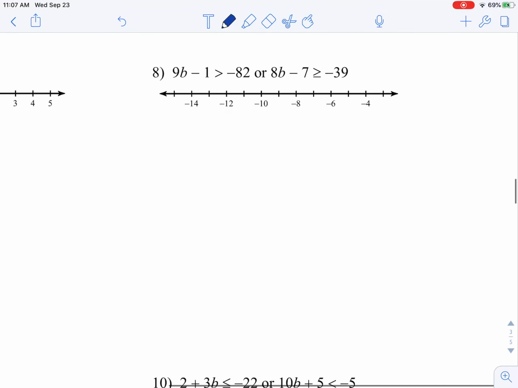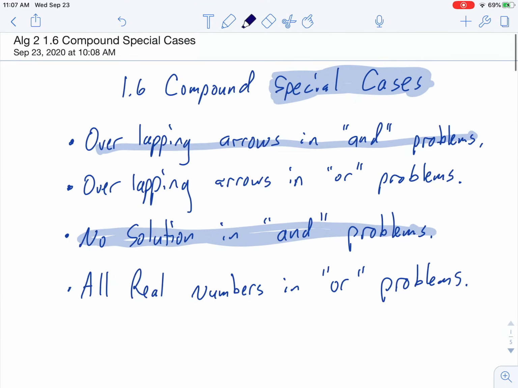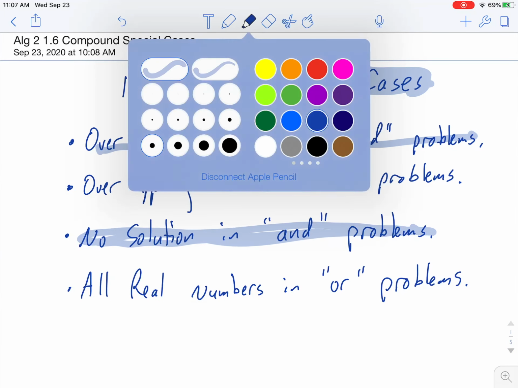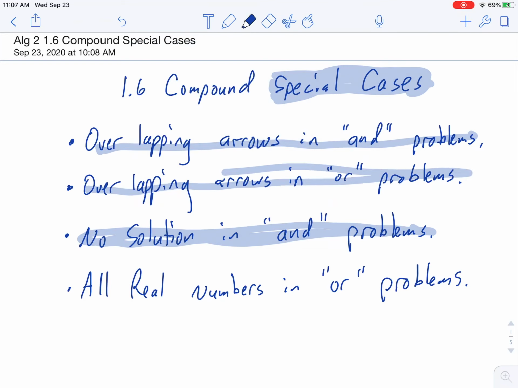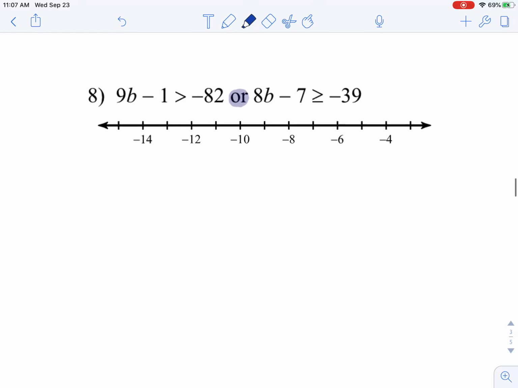All right, number 8. Now we're into an OR problem. So what were the special cases with OR problems? There was also a situation where you have an overlapping arrow. What is that going to mean? And how could we possibly get all real numbers out of an OR problem? So let's see what this one is. Going to bring these down and work them both out.